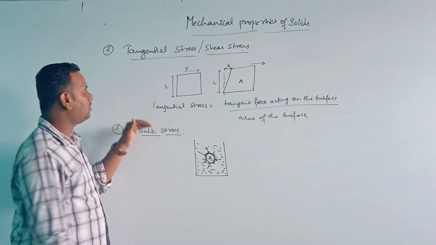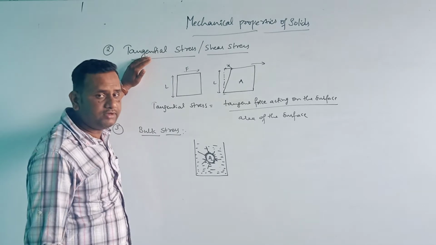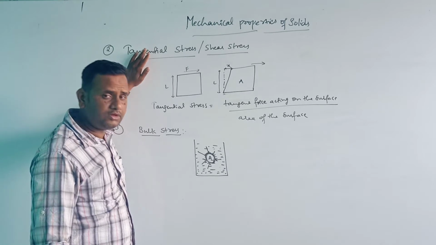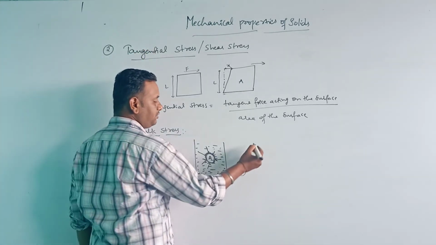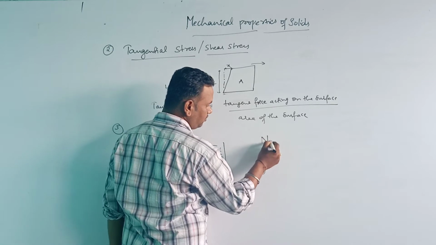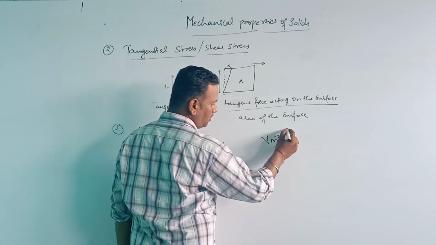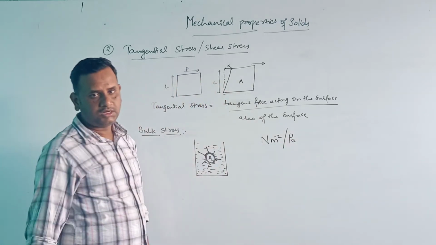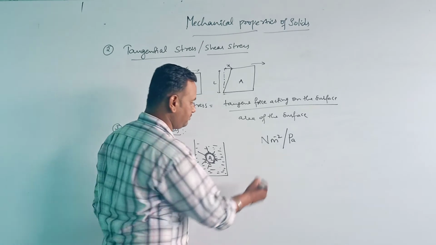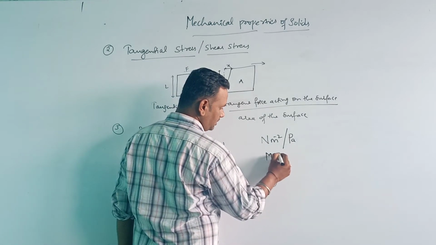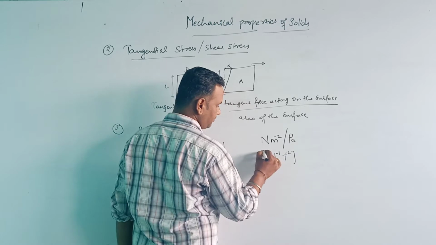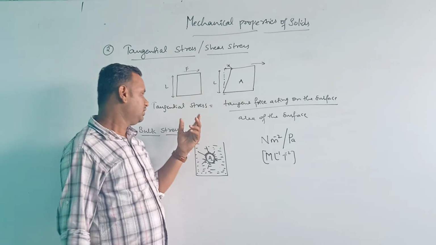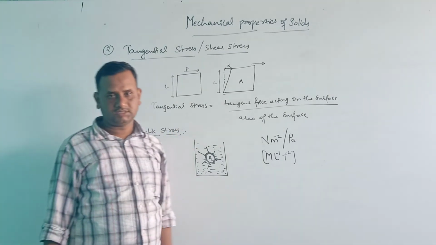Okay, so for all these stresses we have the same unit, which I told you in the first class. The SI unit of stress is Newton per meter square, or also one more unit called Pascal. And the dimension formula is also the same, that is, M to the power 1, L to the power minus 1, T to the power minus 2. So the dimension formula is the same for tangential stress, bulk stress, and normal stress.